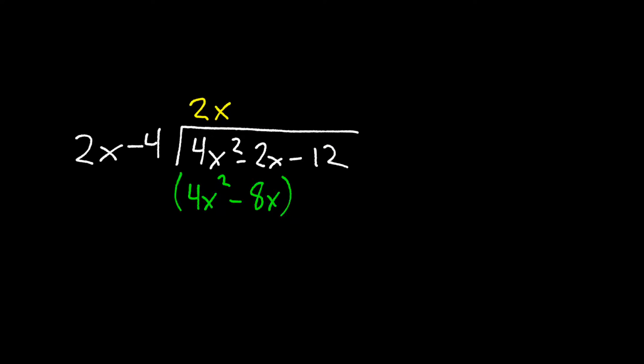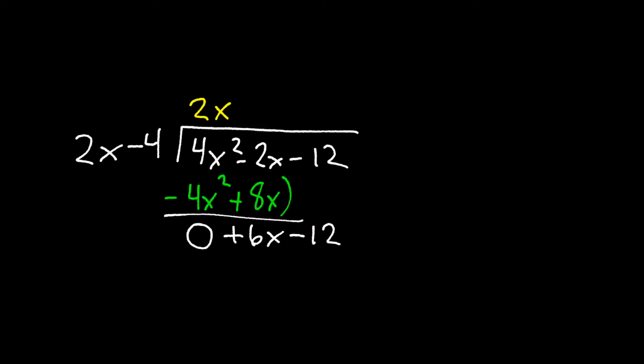And now remember, we're subtracting this from the top, so I'm going to distribute that negative sign so that this becomes a negative 4x plus 8x, and now I can just add them together like normal. So what does that give me? If I have 4x squared plus a negative 4x squared, I'm going to have 0. And if I have negative 2x plus 8x, well, that's going to give me a positive 6x. And now I can bring down the minus 12.